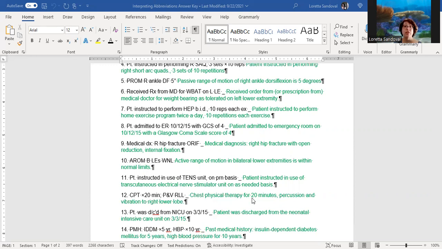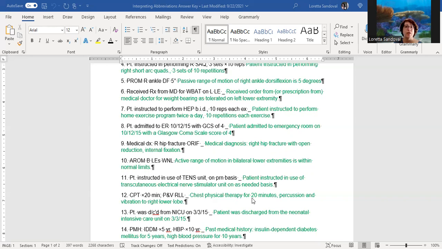So number 11, patient instructed in use of TENS unit on PRN basis. That's pretty clear. You don't have to write out transcutaneous electrical nerve stimulator, but you can. And on an as-needed basis, PRN is as needed. Most people got that one. CPT times 20 minutes, P and V are LL.